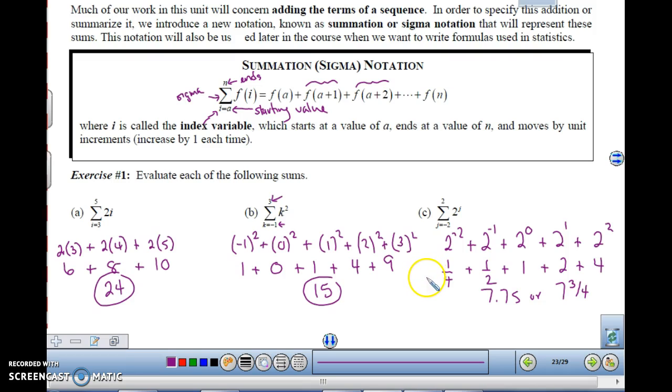Okay, yes, you can do that on your calculator. So if I wanted to do these on my calculator, there is a summation button, but it's only used when you're plugging in values. If you're plugging in variables, it doesn't work. But let me show you.